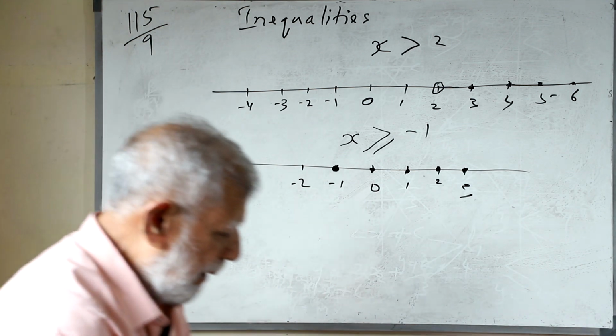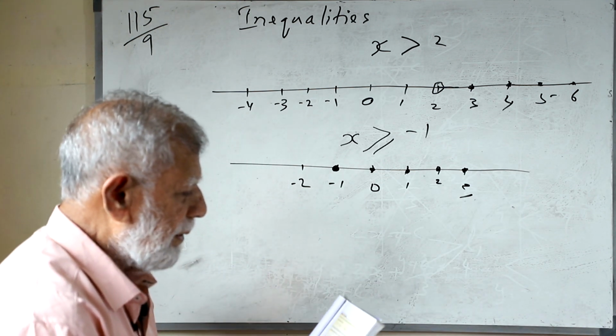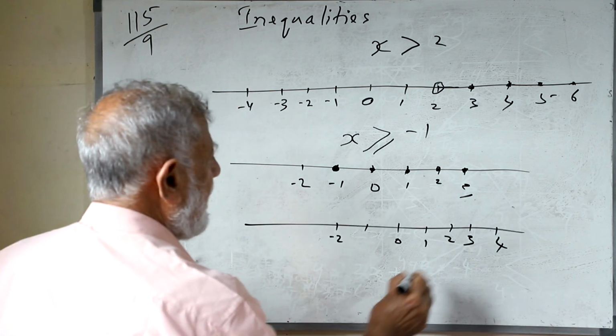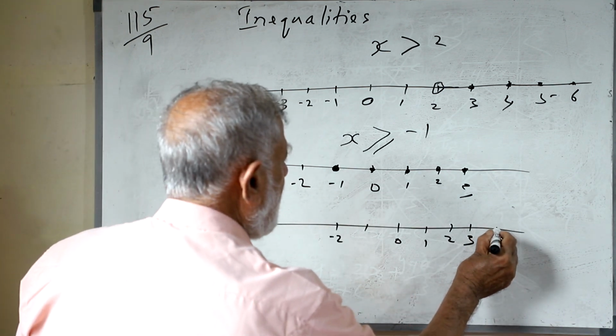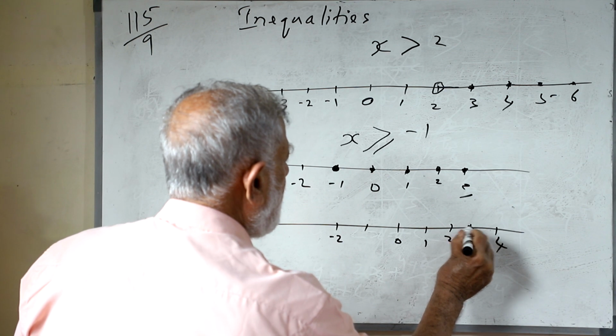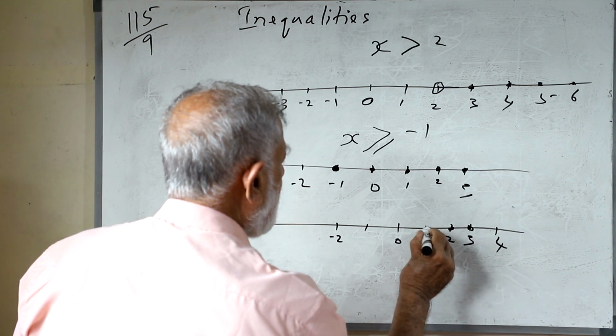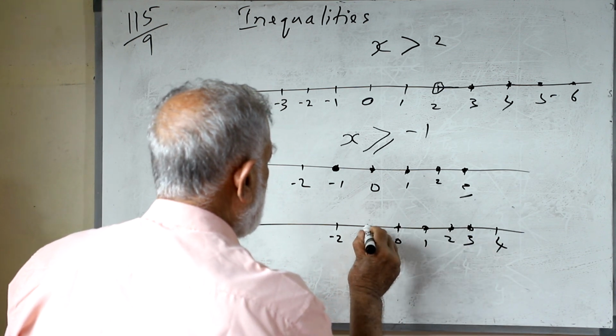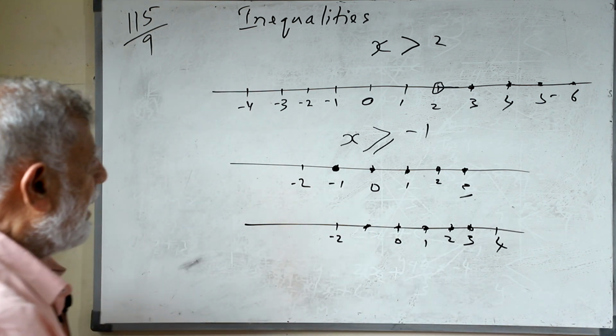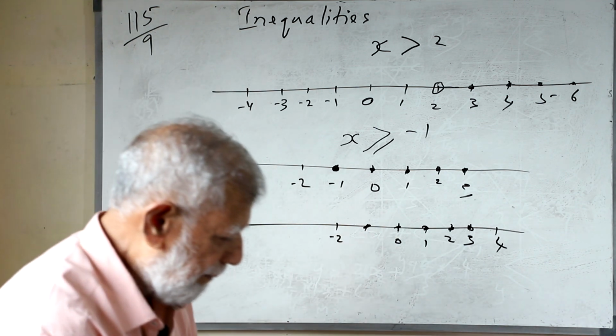Third one is x is less than 4. X is less than 4 coming from here. So, less than 4 will be these numbers going on like this, integral values less than 4.